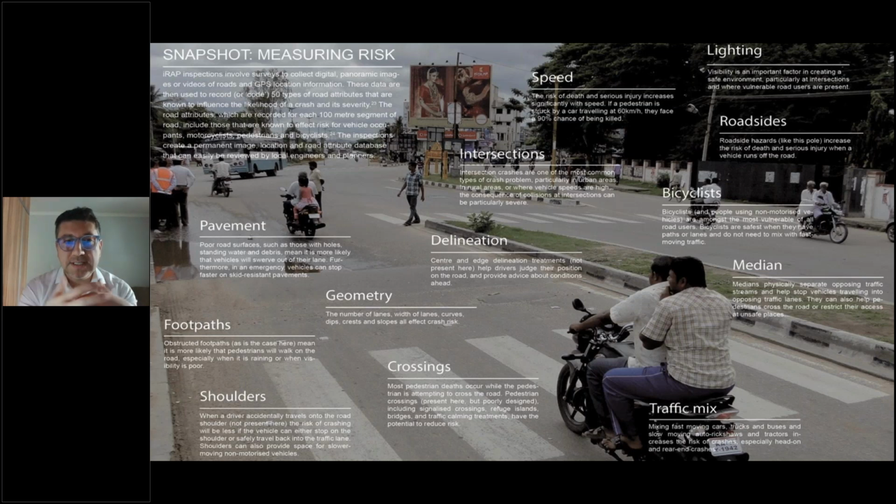So what is what we analyze? Basically, we pay attention to the attributes of the road. This is, for example, the lighting, the roadsides, intersections, delineation, pavement, geometry, footpaths, crossing, traffic mix, etc. These are part of the elements that we look at when it comes to analyzing the road safety. Next one.